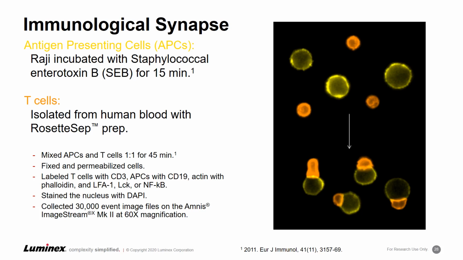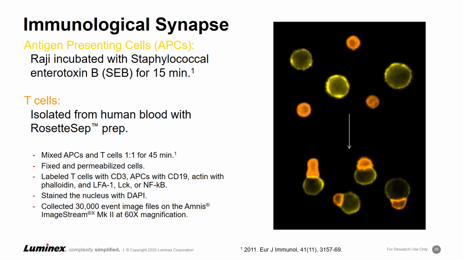the cells. The difference here is that instead of just labeling the CD3, CD19, and actin, I also labeled them with either LFA1, LCK, or NF-kappa B. The nucleus was once again stained with DAPI, and I collected 30,000 event image files on the ImageStream at 60x magnification. If we look at the images on the right-hand side, we have the APCs showing up in yellow in this example, and the T cells showing up in orange.